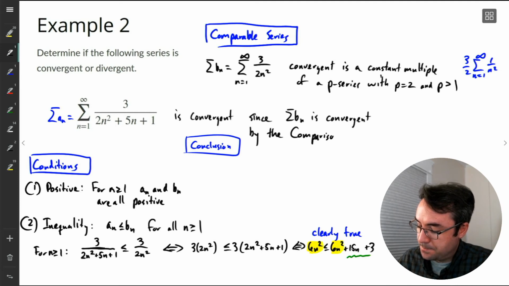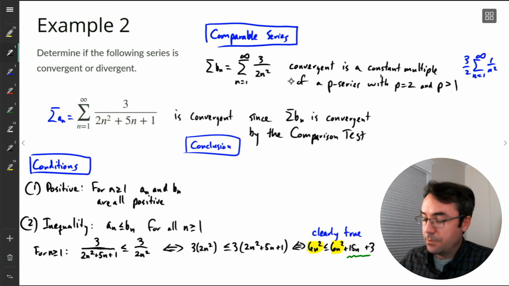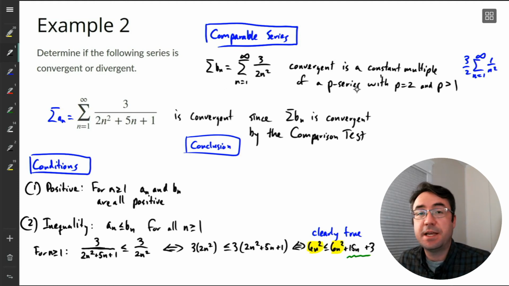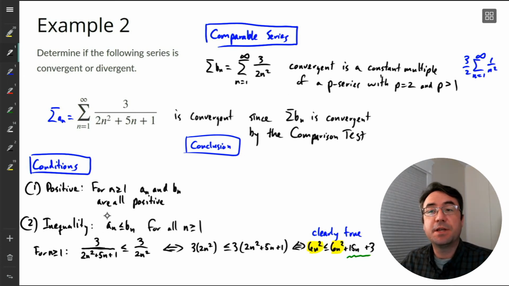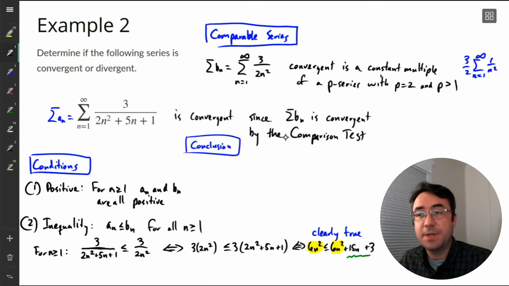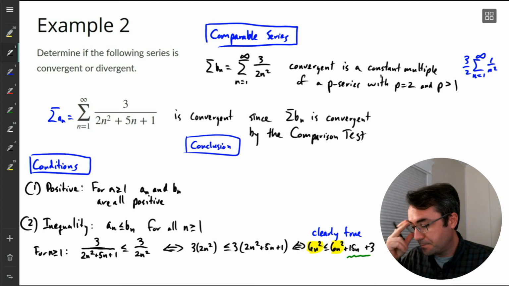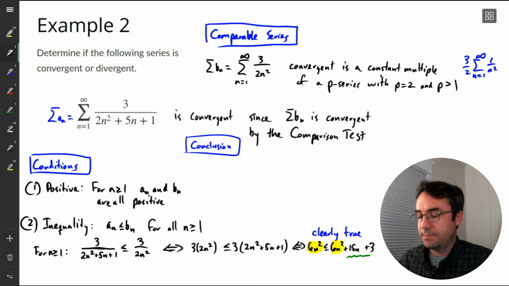So we just went through. We found our comparable series. We clearly stated that it was convergent, and why it was convergent. Then we showed our necessary conditions, and then we clearly stated that the series that we're actually testing here, sigma an, is convergent, and then stated the test that we actually used. Because again, there are multiple tests that we could be using here. We just so happen to use the comparison test on this one. So we want to state the actual test name. All right, let's try one more. Get a little bit more practice with these.